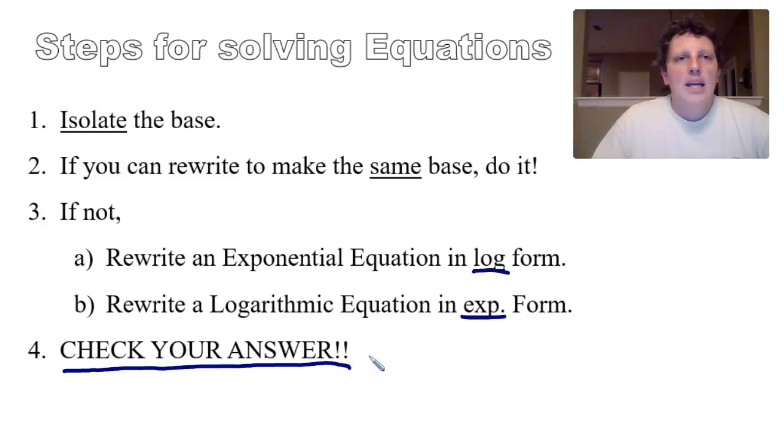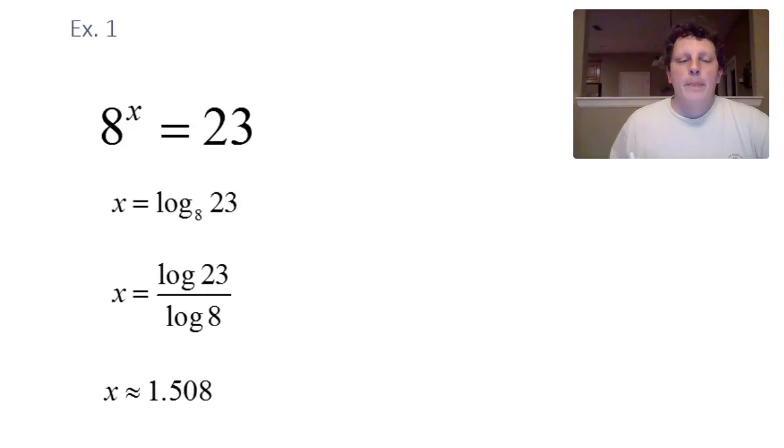Logarithms especially sometimes give us extraneous solutions, where algebraically we're going to get something, but when we plug it back in, we end up with an error, or it just doesn't work out. We end up with an impossible thing that's not going to work. And we'll see some examples of that in a little bit.